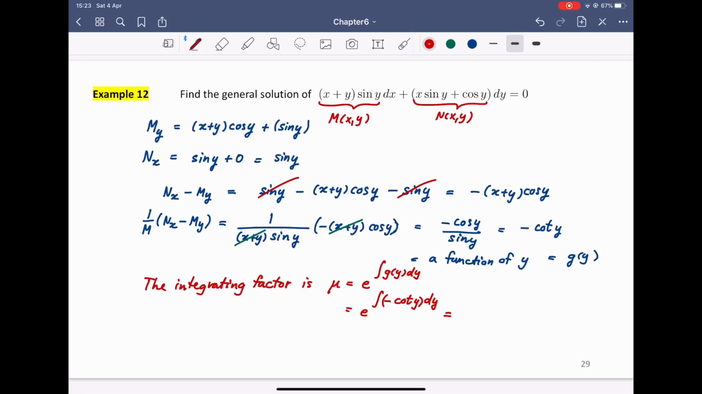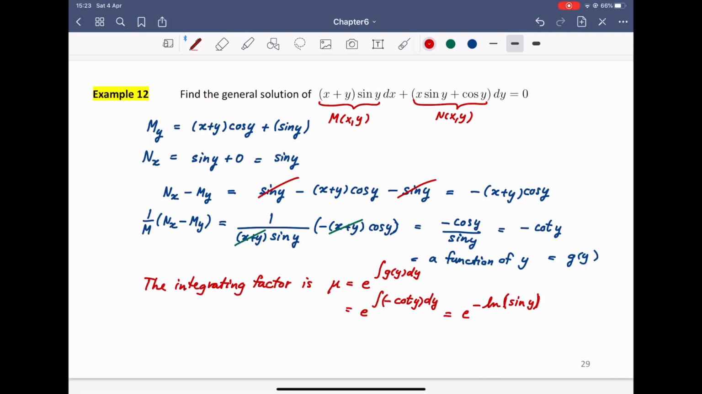Integrate cotangent of y, this is log sine y. So I will get e to the negative, so integrate cotangent of y, so I get log absolute sine y, right? Well, we're going to ignore the constant term first, and then we're going to ignore the absolute value too. So this is just sine y. So assume that it is well defined.